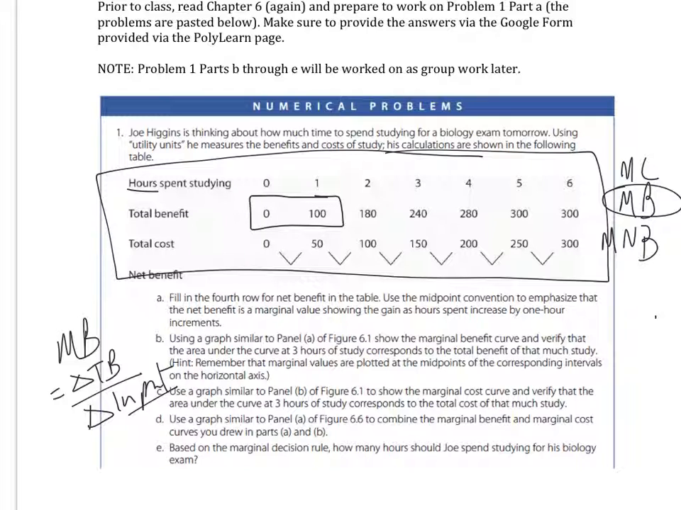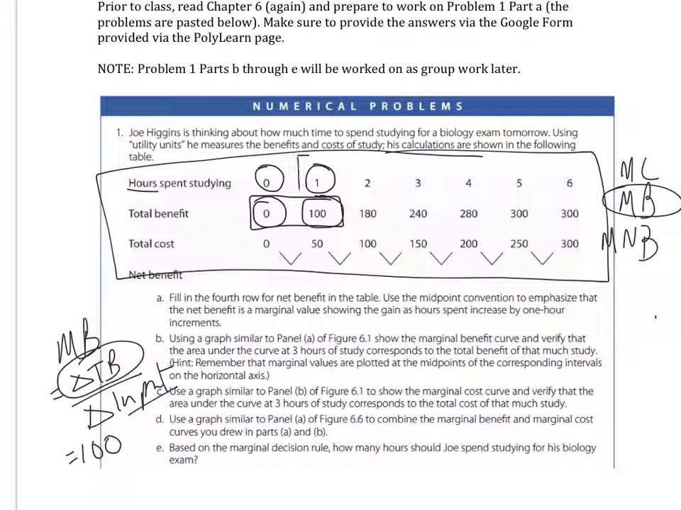So in going from 0 to 1 hour, from no hours of studying to 1 hour of studying, the marginal benefit is saying, with that 1 hour, what's the change in total benefit? It would be 100 minus 0, the change in total benefit, divided by 1 minus 0. Since the change in hours studying is 1, it's a very simple calculation. So the marginal benefit is 100.